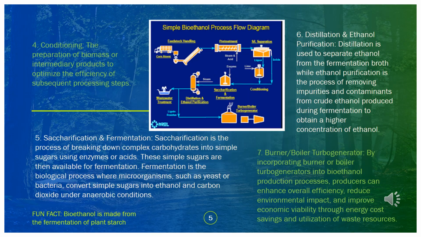Now, after that, we move on to conditioning, which is the preparation of biomass or intermediary products to optimize the efficiency of subsequent processing steps. From conditioning, we move to saccharification and fermentation, after which we have distillation and ethanol purification, and then we end everything with the burner or the boiler turbo generator.